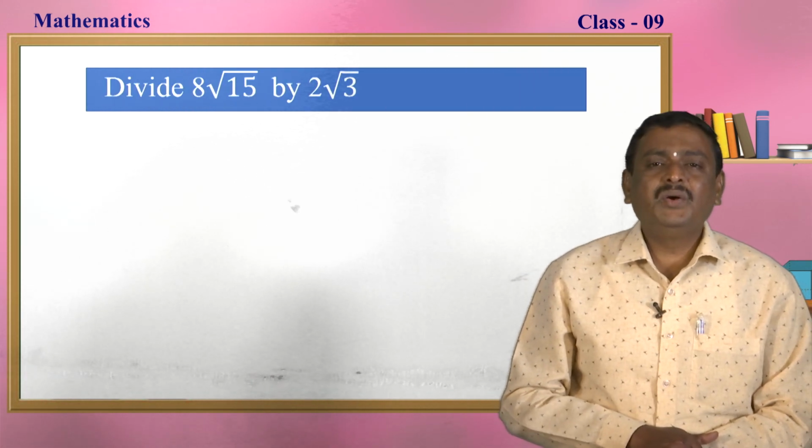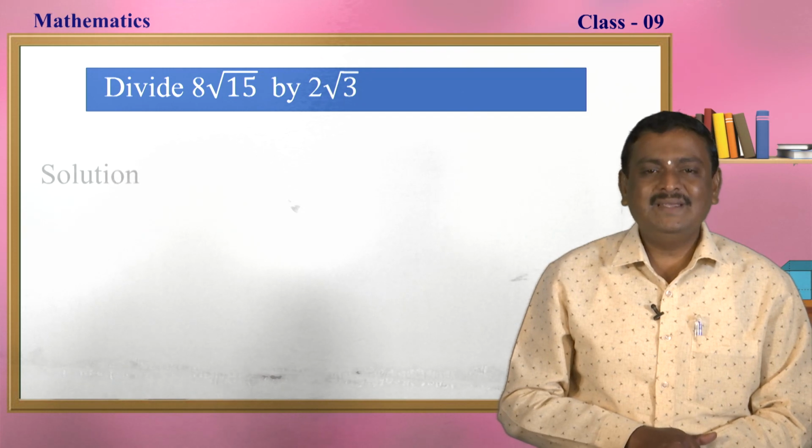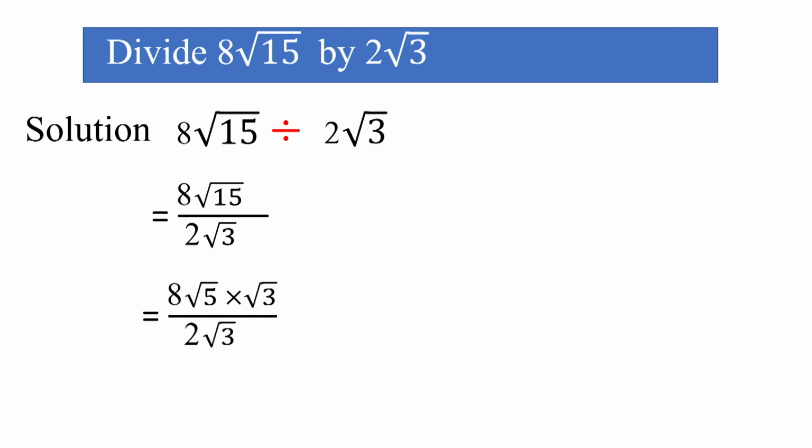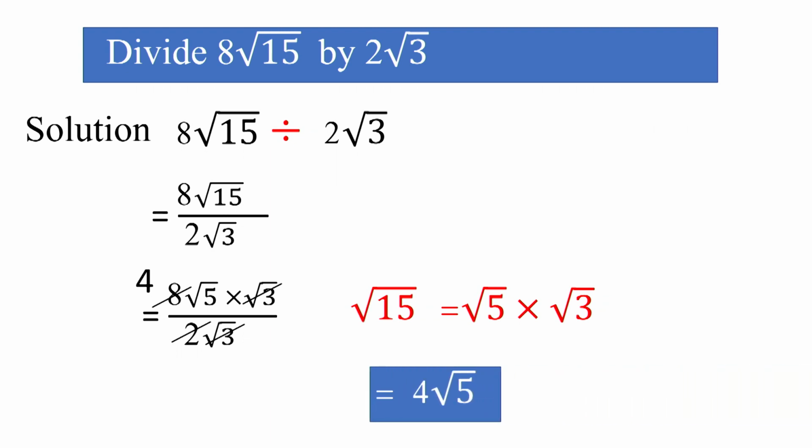Divide 8 root 15 by 2 root 3. The solution is, can you do it for me? Please do along with me, my dear students. Now, you can write in the form of P by Q, that is 8 root 15 by 2 root 3. Root 15 can be written as root 5 into root 3. Now, we have to cancel it, root 3 in the numerator, root 3 in the denominator, 2 1s are 2, 2 4s are 8. So, the answer is 4 root 5, my dear students. Please note down.